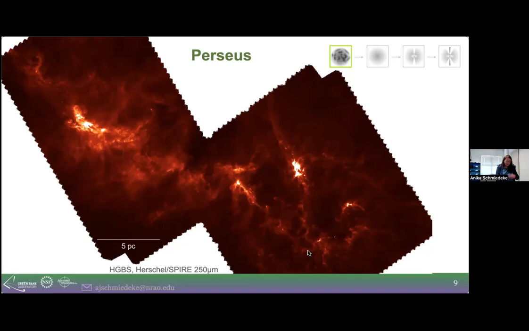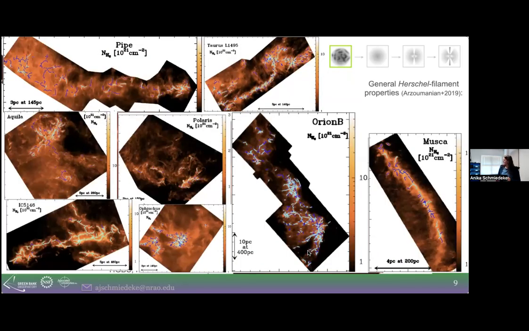Just recently, Arzoumanian and collaborators have done a very detailed study looking at 8 different molecular clouds that were observed with Herschel. Specifically these 8. They have found in total something like 600 filaments, and they've characterized them and calculated their statistics.